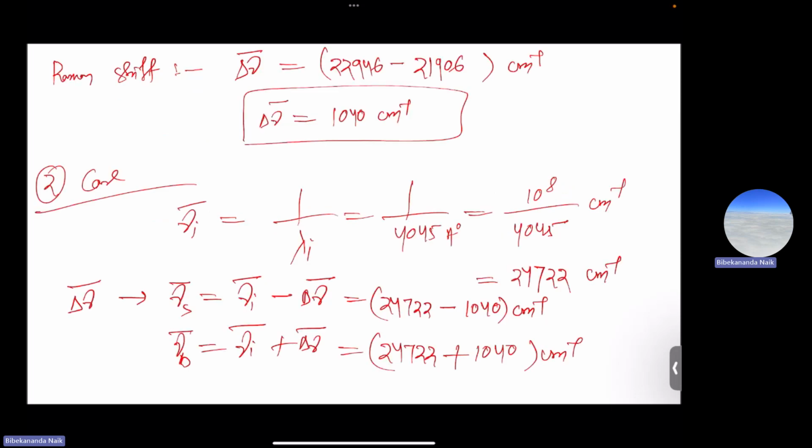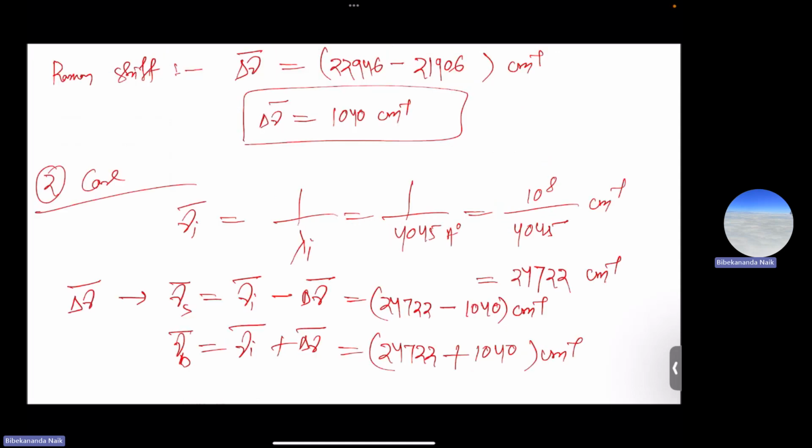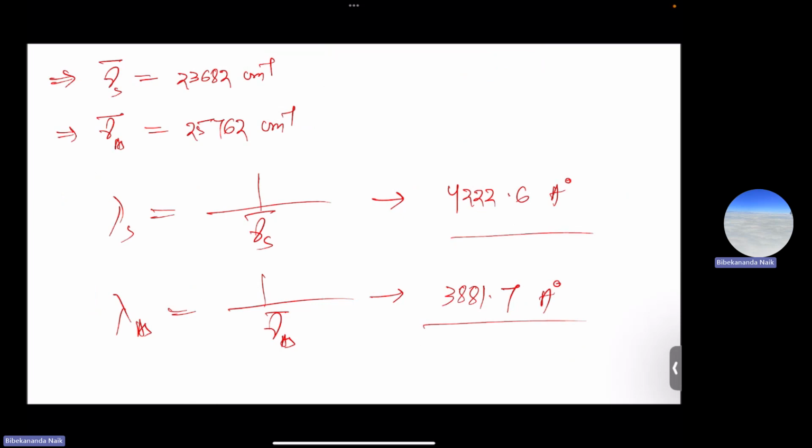So the correct option will be option C, 4222.6 angstrom and 3881.7 angstrom. So this question is pretty much similar to the previous question, but here we calculated both the Stokes line and anti-Stokes line. So I hope this is clear to you. Then coming forward to the fourth question.